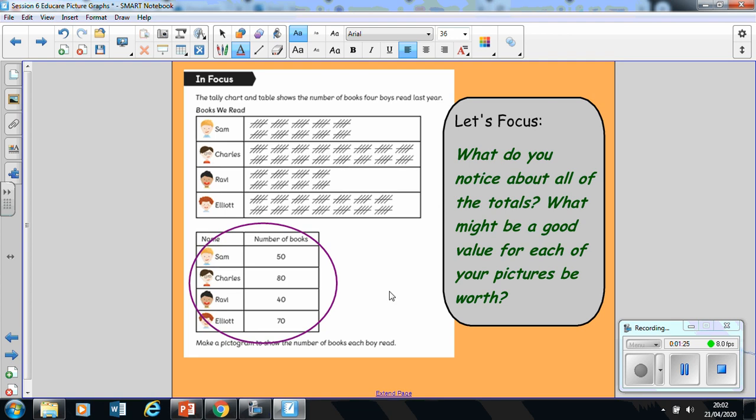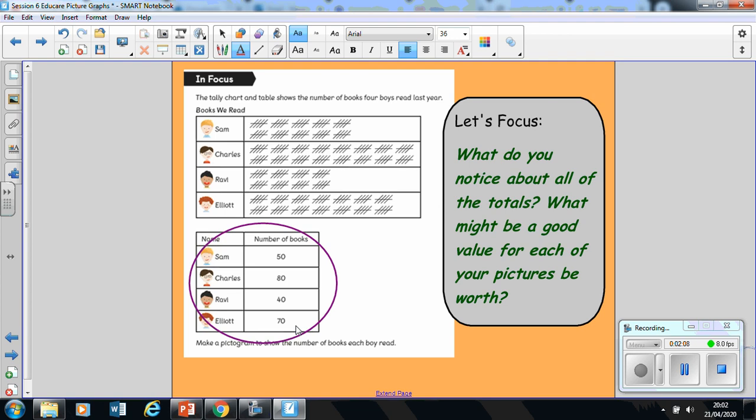Then the second thing is, when you're considering making your pictogram, what value would you give your key or your symbol? So you've got to think about a symbol. What you're going to use? Are you going to use a spot or a multi-link cube or a box, or what are you going to use as your symbol for your pictogram? And by looking at these totals, what value do you think is a good one to have for your symbol? What might be a good value for your key?